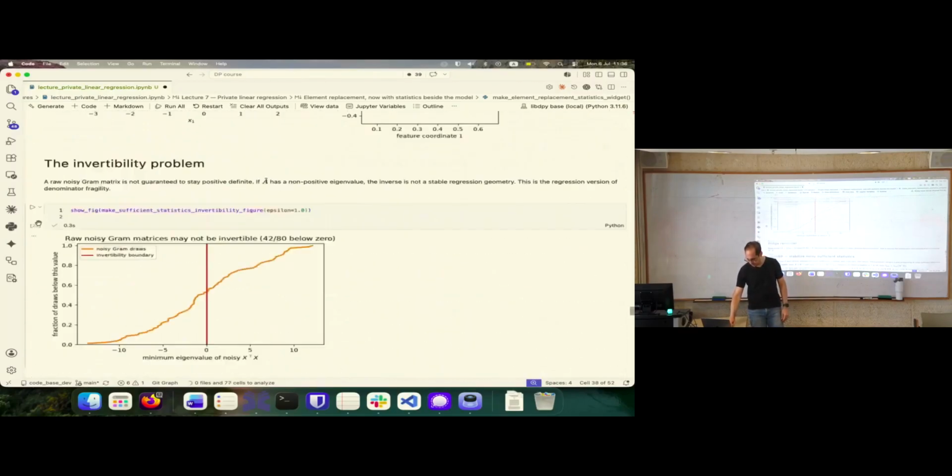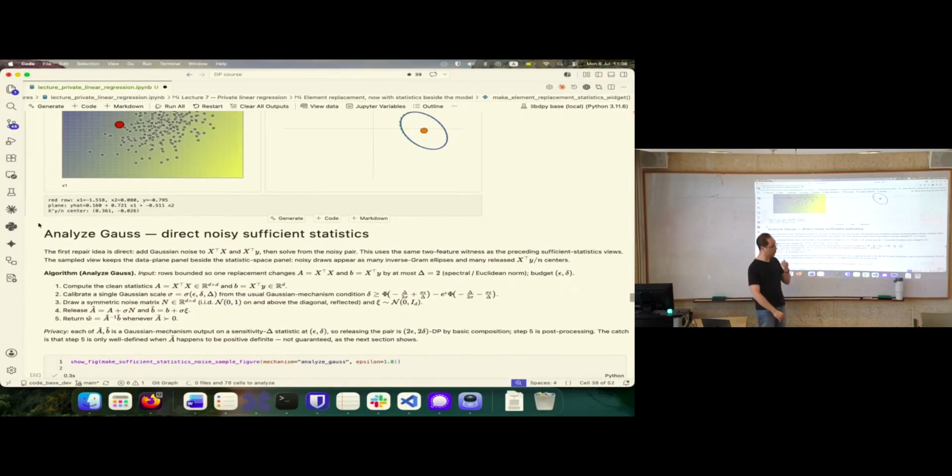So remember, what did we decide to do in the sufficient statistics method? We said we want to release X transpose X and X transpose Y. X transpose Y was just a linear query, so obviously adding noise is the most natural thing. X transpose X was a matrix, not a vector. So yes, that matrix had L2 norm bounded by 1, so we could add noise to all of it, but it had a weird effect. Here's another option we can do.